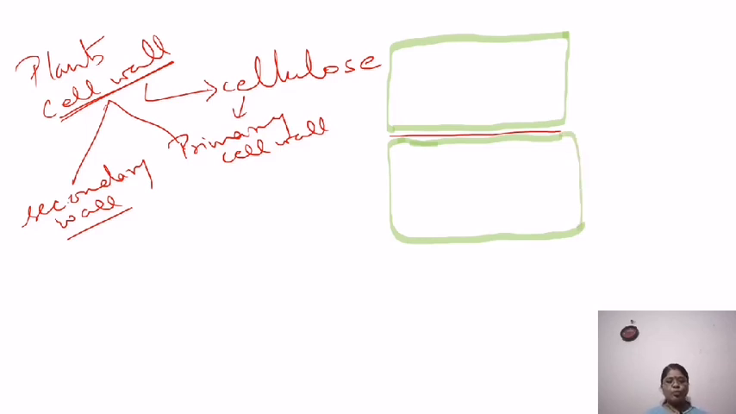Then the cellulose provides what? If I talk about the primary wall, it has various roles. It gives shape to your cell, and it gives protection from bursting. It prevents the cell from bursting.